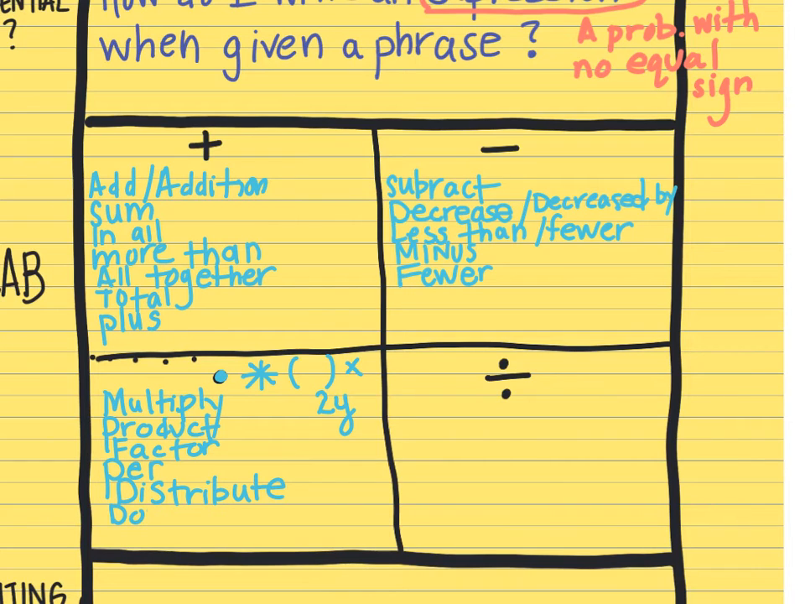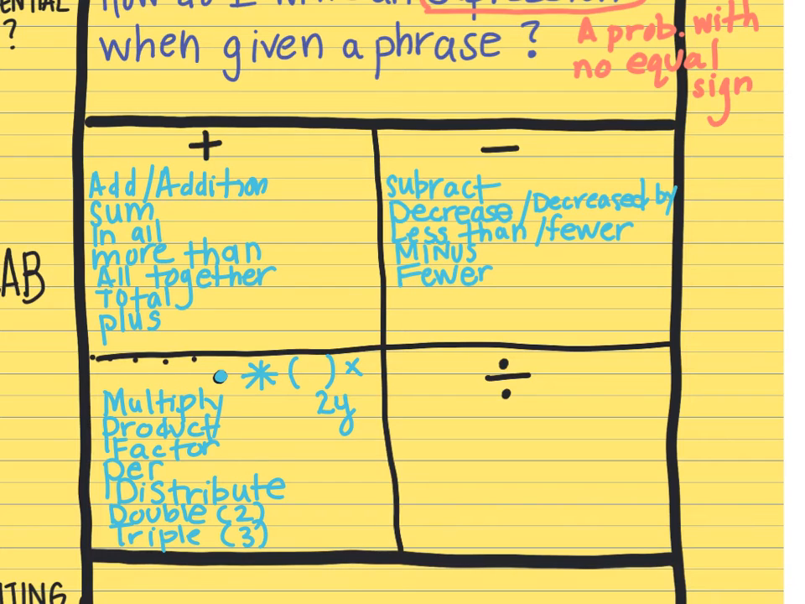Or double, which means you multiply by 2. Not doubly, double. Or triple, which means you multiply by 3. We could go on and on with those words. Those are things that you'll see often when you're talking about multiplication. And lastly, division. A lot of times you won't see a division sign like this anymore in algebra. And I will show you what you'll typically see.